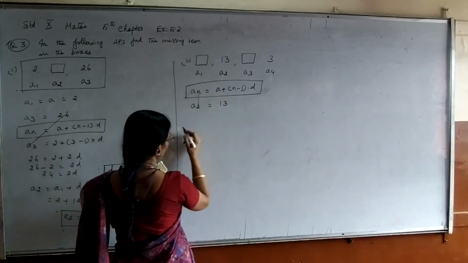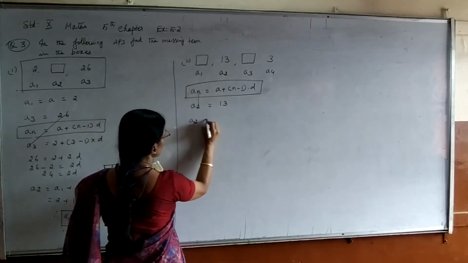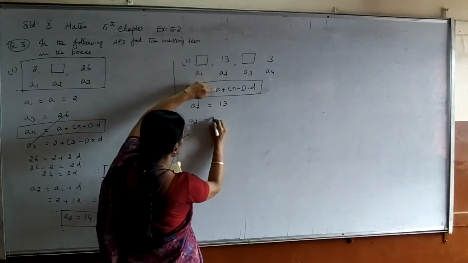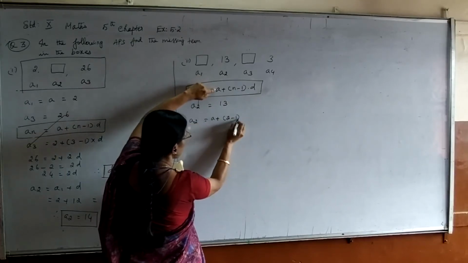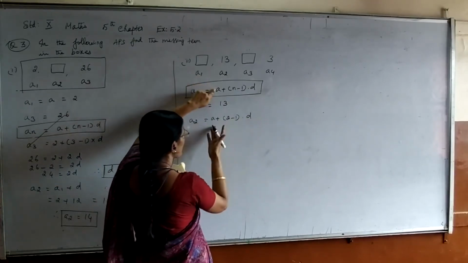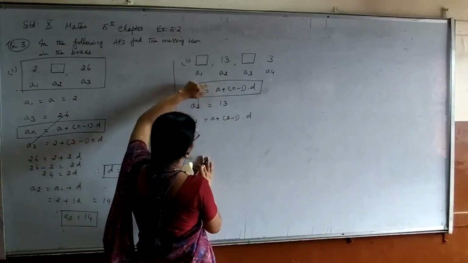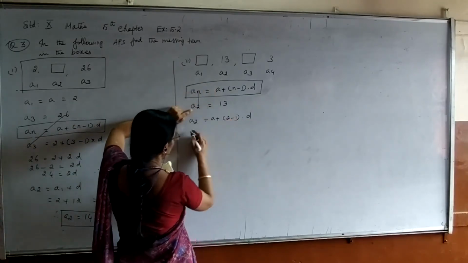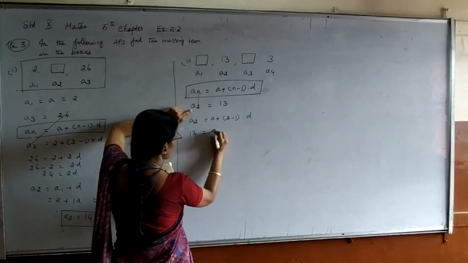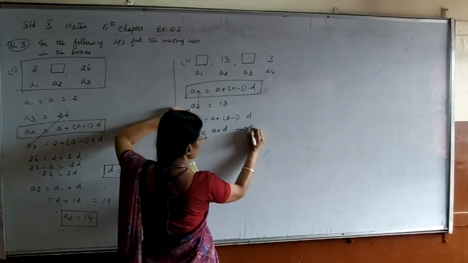Then I am going to substitute. A2 is A plus 2 minus 1 into D. We don't know A here, we don't know D also. So just substitute whatever you know. What is the value of A2? A2 equal to 13. So 13 equal to A plus D is the first equation.